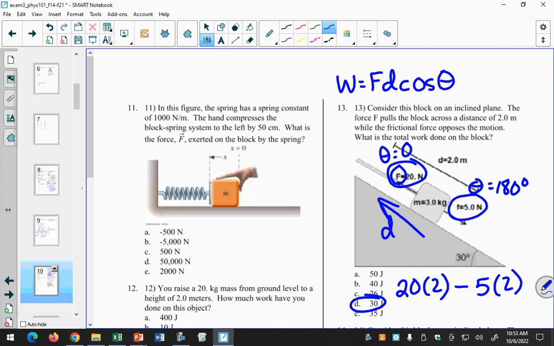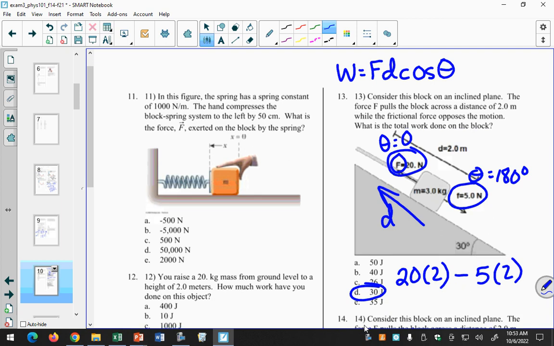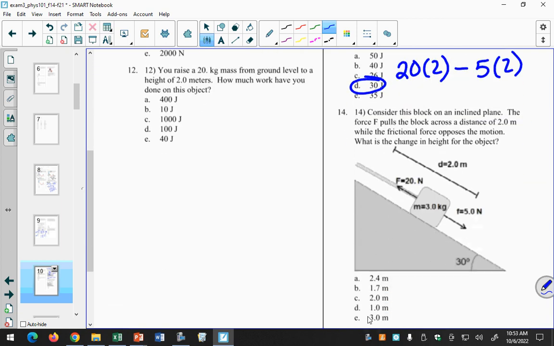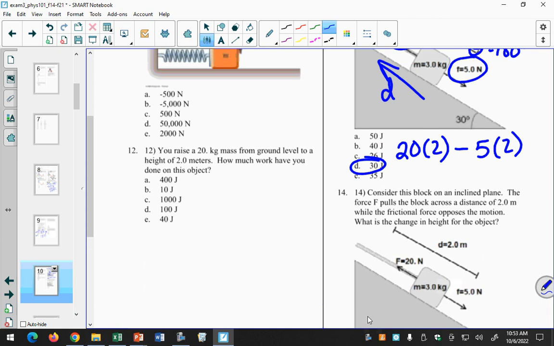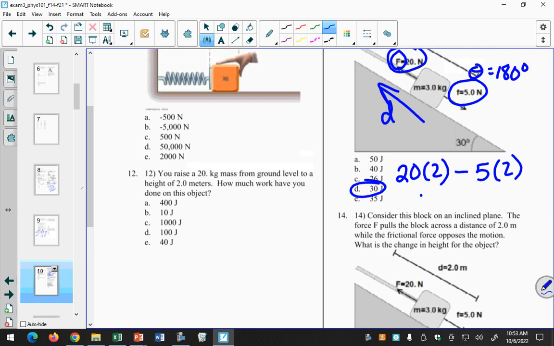Okay? So you'll see some questions like that. Even though it's technically going in a different direction, you don't have to worry about the angle, right? Right, I didn't need to worry about the angle of the incline at all, because I knew the direction of the displacement, and I knew the direction of the forces.